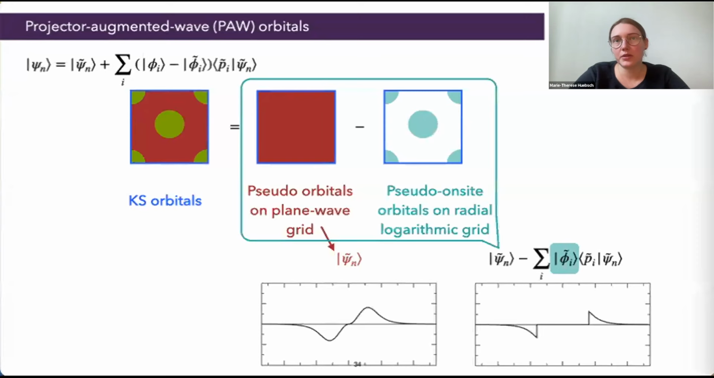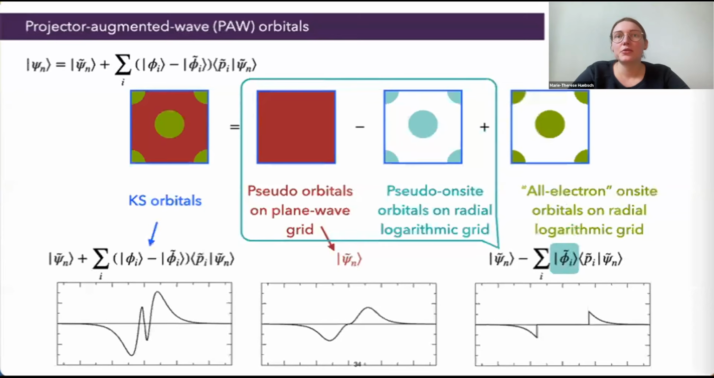The pseudo onsite orbitals are given on a radial logarithmic grid. So to match the onsite basis with the plane wave grid, we need the so-called projector functions, P tilde. The index i goes over all local quantum numbers. So it first goes over all the ionic sites, then over the main quantum number, the angular momentum, and so on. The main point is that the part near the nuclei is subtracted. And the last step is to add the all-electron onsite orbitals. These are the solution of the scalar relativistic radial Schrödinger equation. That means we get all the nodal features on a radial logarithmic grid by decomposing the Kohn-Sham orbitals in these three parts.